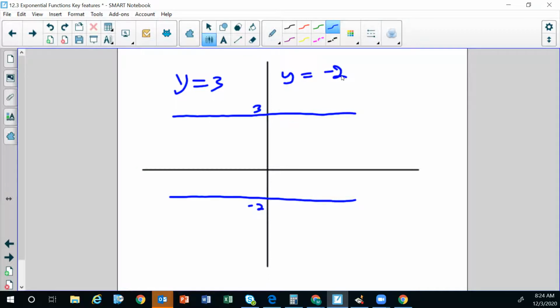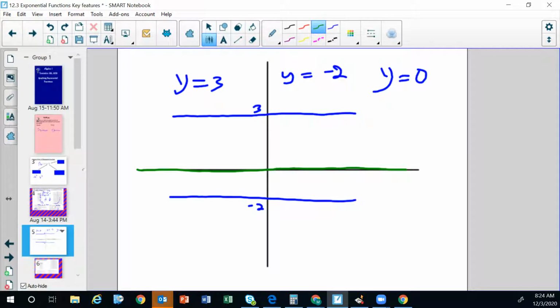Now, what about y equals 0? What is that? It's a line that crosses the y-axis at the origin. And if you notice, it is parallel, the same as the x-axis. Y equals 0. So I want to get that clear. Now let's go back to this.